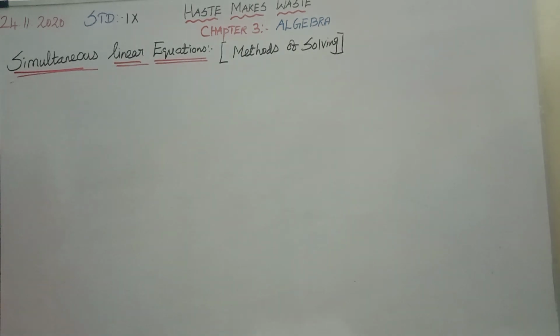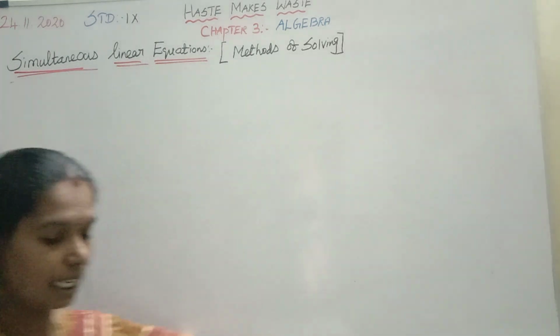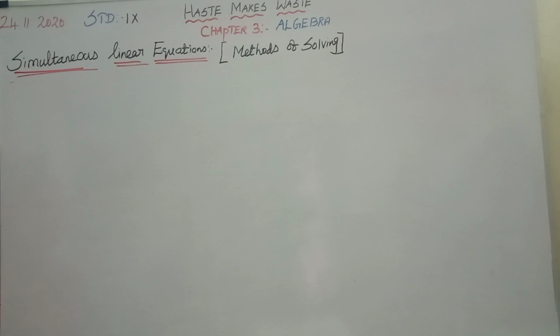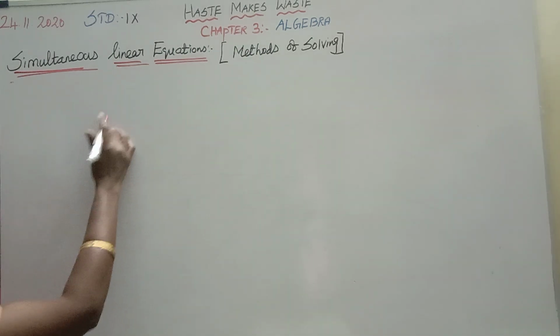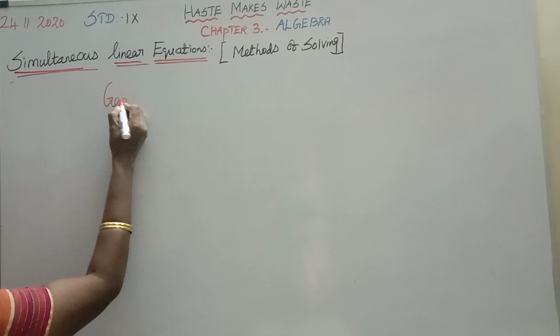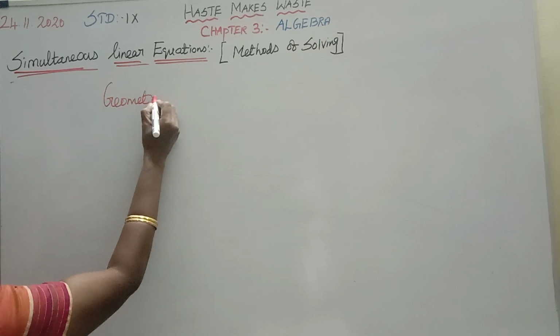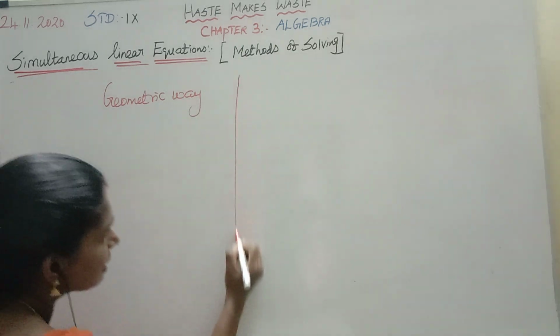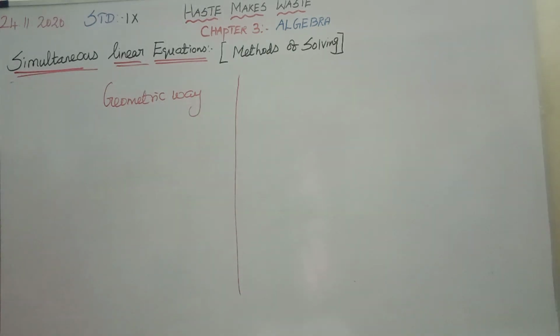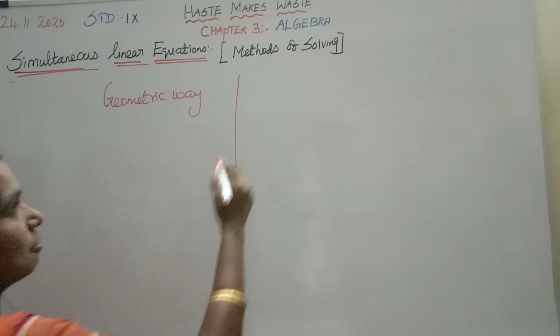Next we are going to move to methods of solving simultaneous linear equations. So what are the methods we are able to use to solve? Here there are two methods. The first one is the geometric way. Here I am going to make a tabular column. And the second one is the algebraic way.